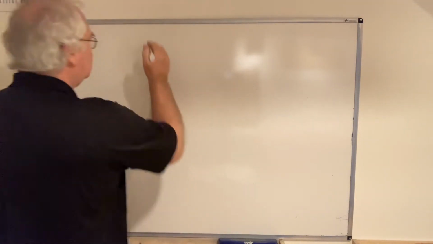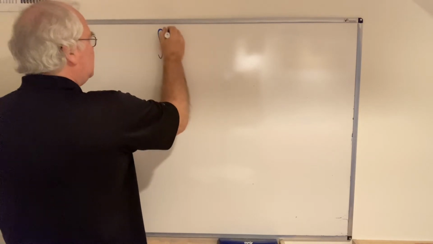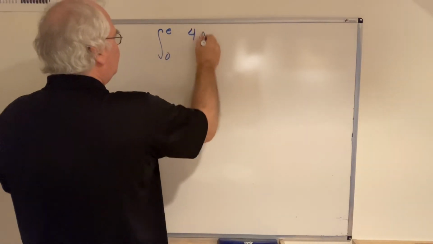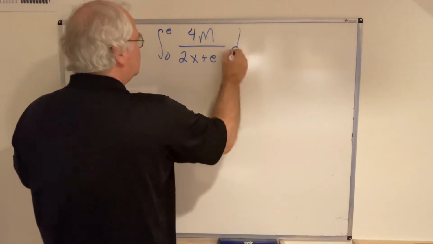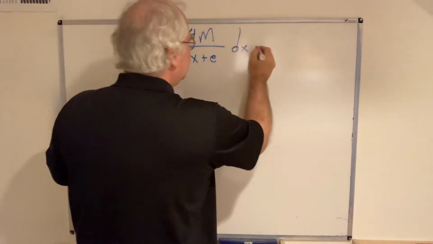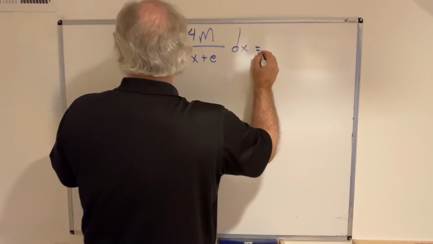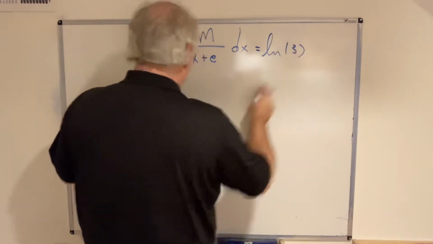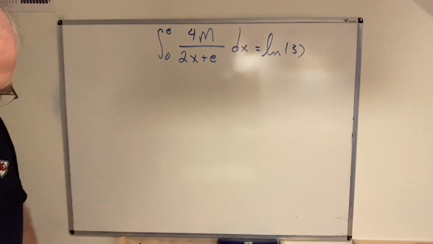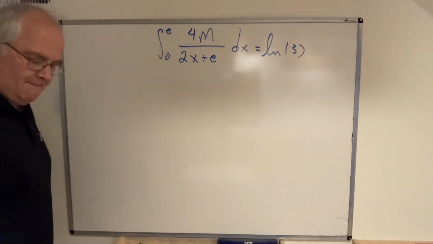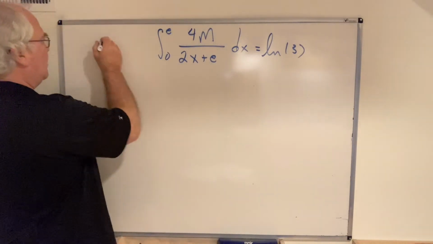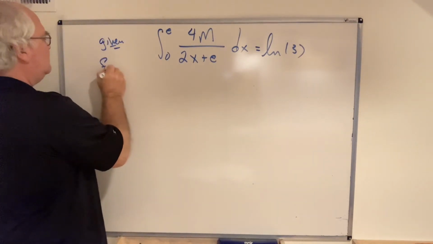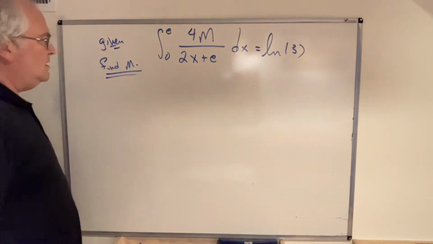This is the integral from 0 to e of 4m over 2x plus e. And this is given to be equal to the natural log of 3 of all things. And so the question is, can we figure out what m is equal to? All right? So let's see. So we're given this. Find m. Let's see what we can do with this.